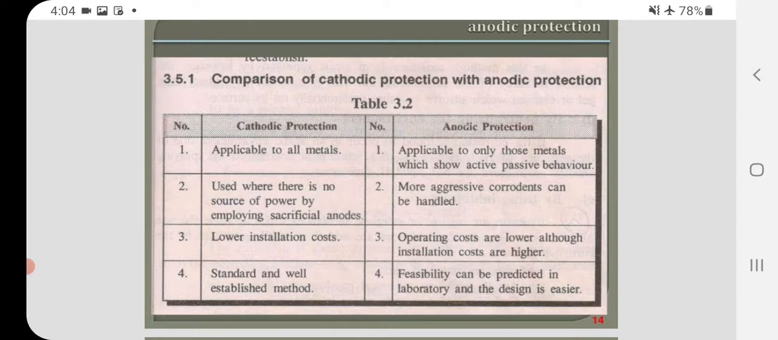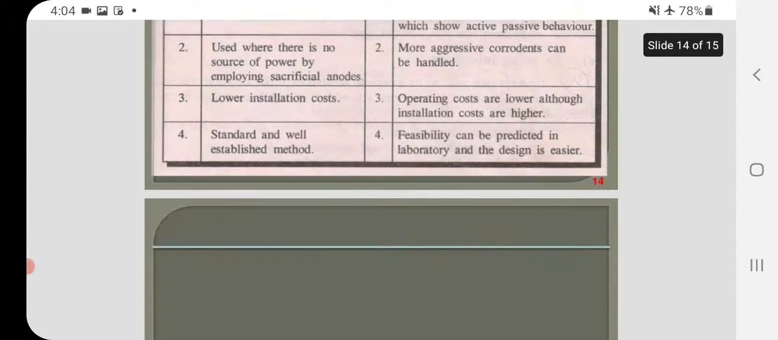In cathodic protection, lower installation cost. In anodic protection, cost is higher. In cathodic protection, a standard and well-established method. In anodic protection, feasibility can be predicted in the laboratory and the design is easier.